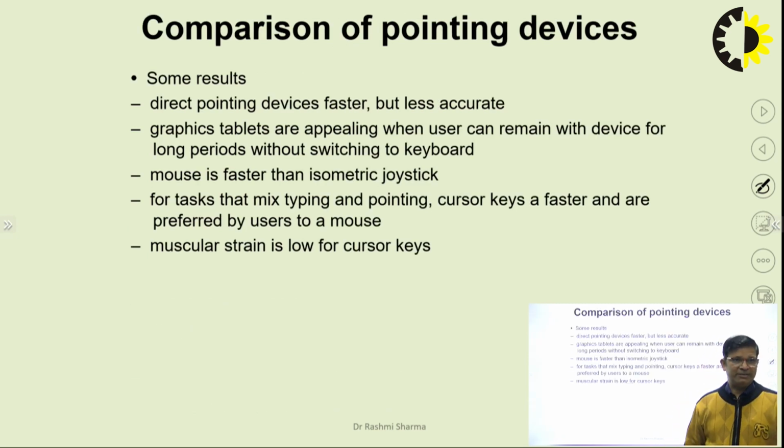Comparison of pointing devices. A few results: direct pointing devices are far faster but less accurate. Graphical tablets are appealing when the user can remain with the device for a long period without switching to the keyboard. The mouse is faster than the isometric joystick. For tasks of mixed typing and pointing, cursor keys are faster and preferable to a mouse for users. Muscular strain is low for cursor keys.